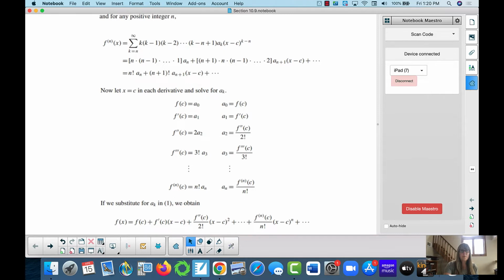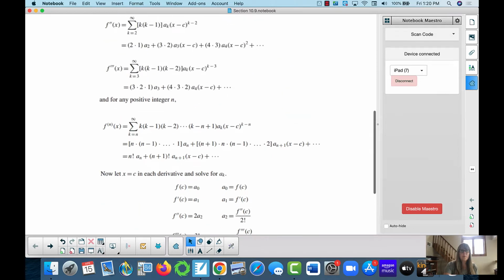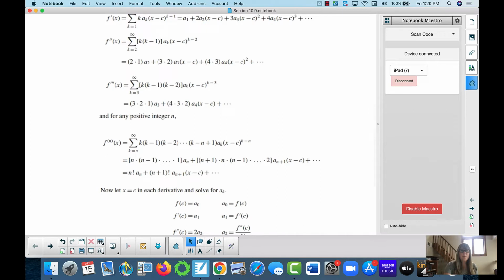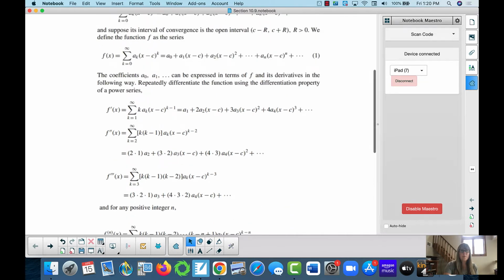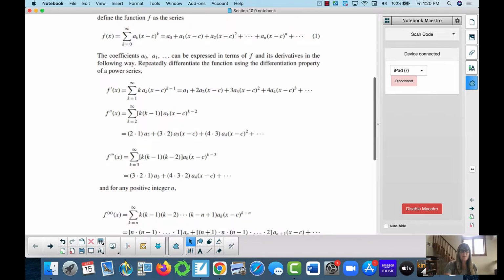In each derivative, if x equals c, then we would plug that value into each function. So f of c would be a sub 0. f prime of c would be a sub 1, f double prime of c would be 2 times a sub 2, and so on, if we're plugging c into each of these, because every other term is going to cancel out except that first one for each function.